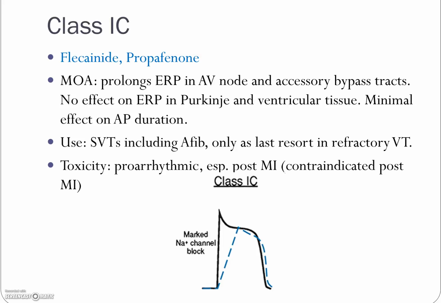These are typically used when you have supraventricular tachycardias, such as AFib, and they're really only a last resort if you have refractory ventricular tachycardia, again, because they generally have no effect on your ventricular tissue. They can be toxic in the sense that they can produce arrhythmias, especially in a patient who is post-MI, and for that reason, these class 1C antiarrhythmics are actually contraindicated in individuals who've had an MI.